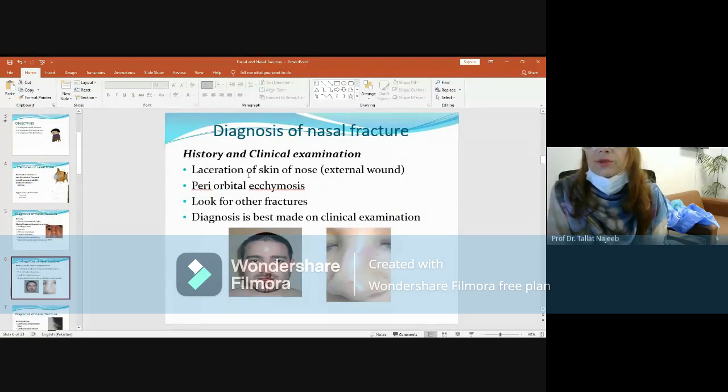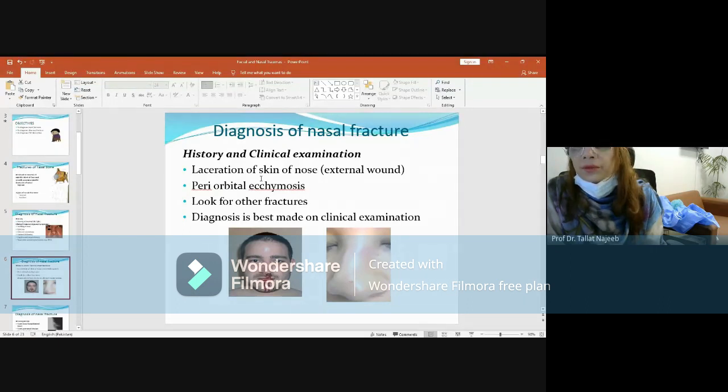So diagnosis is based on clinical examination. Externally, there may be some laceration or tear of the skin. So there will be an open fracture. If the skin is lacerated over the nasal bones and there is a fracture, it is called an open fracture. If the trauma involves the eyeball or lateral part of the nose, there may be some ecchymosis or bruises around the eyes, that is called black eye.